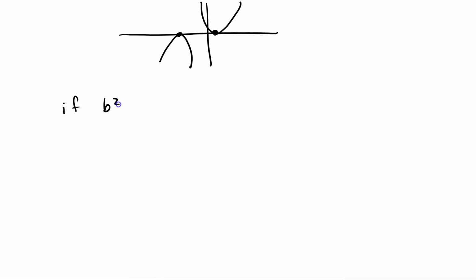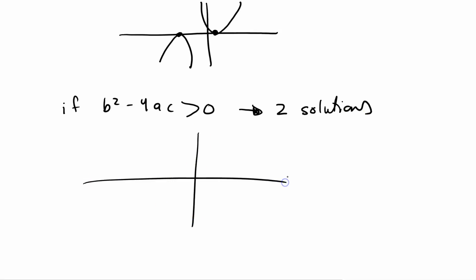If b squared minus 4ac is greater than 0, we have two solutions. So if we would graph that quadratic, it would look something like this, or something like this. Okay, it would always touch at two places.